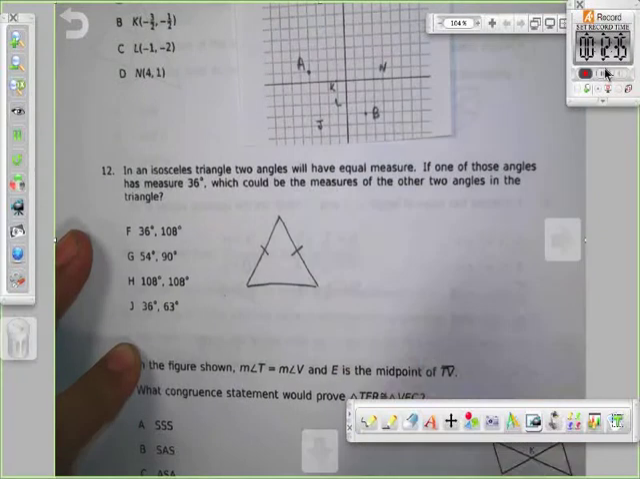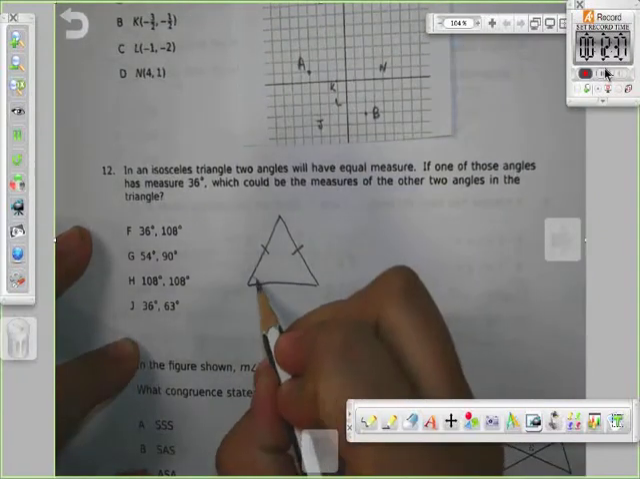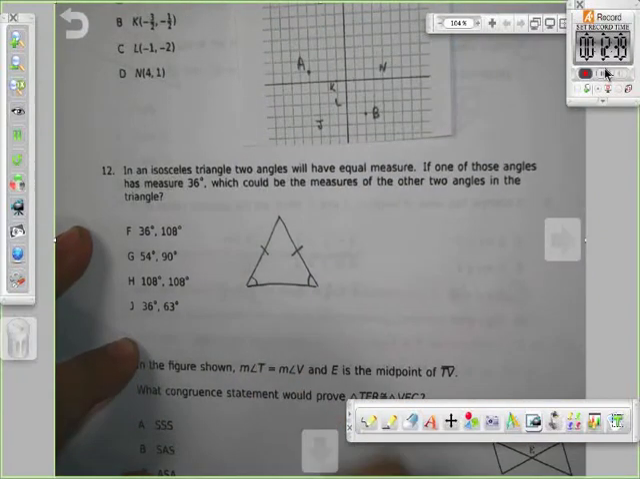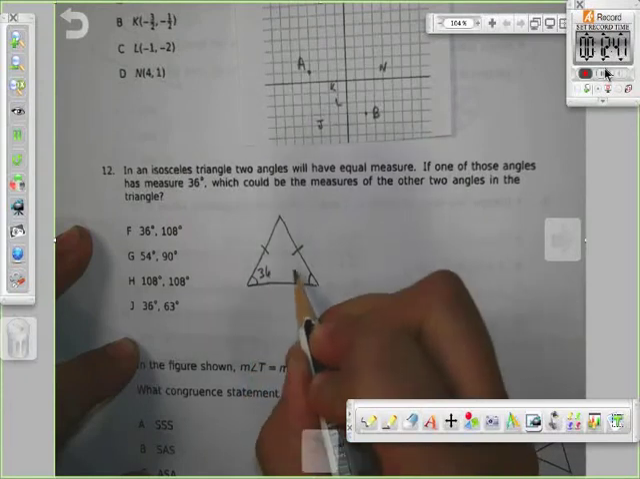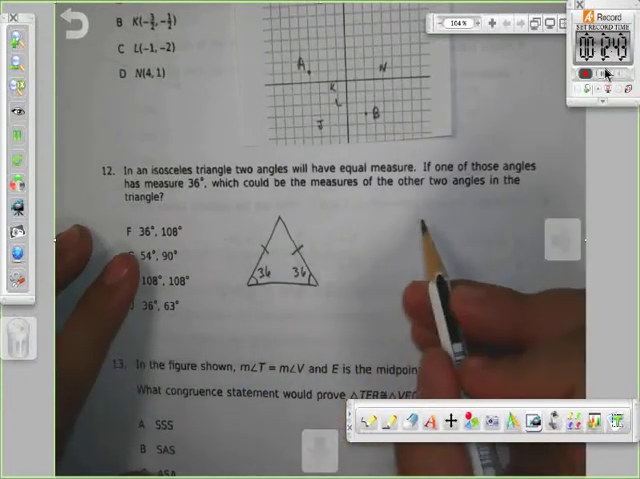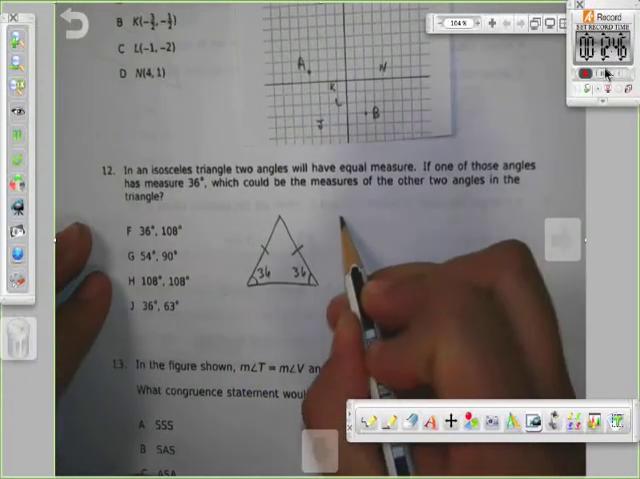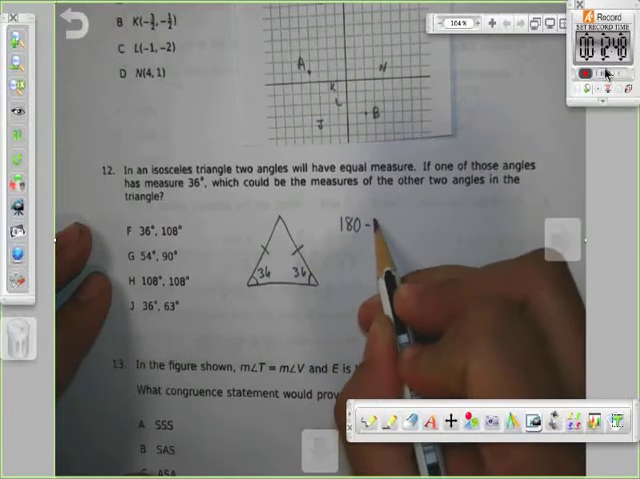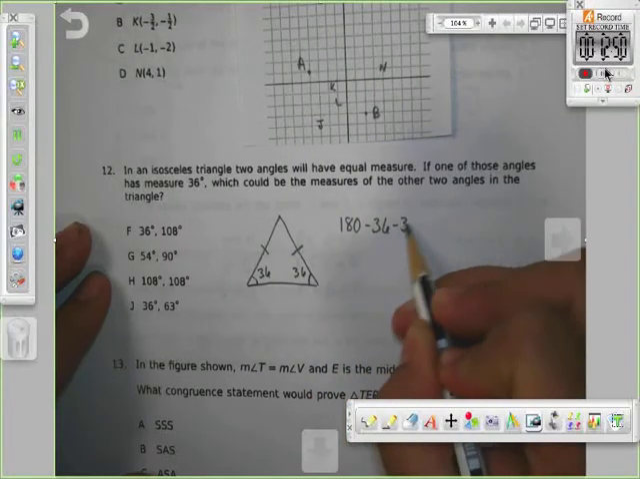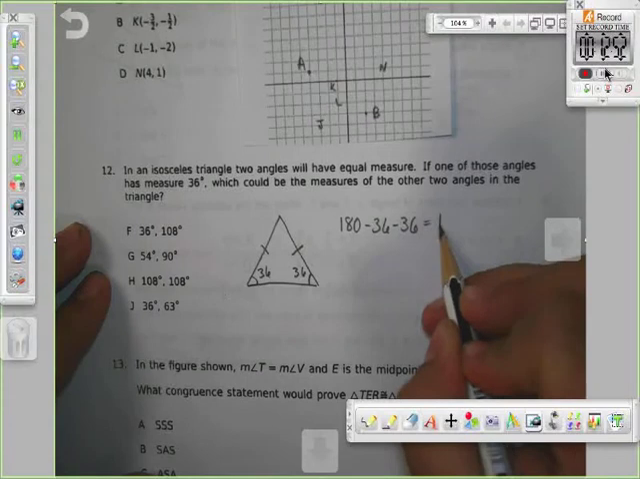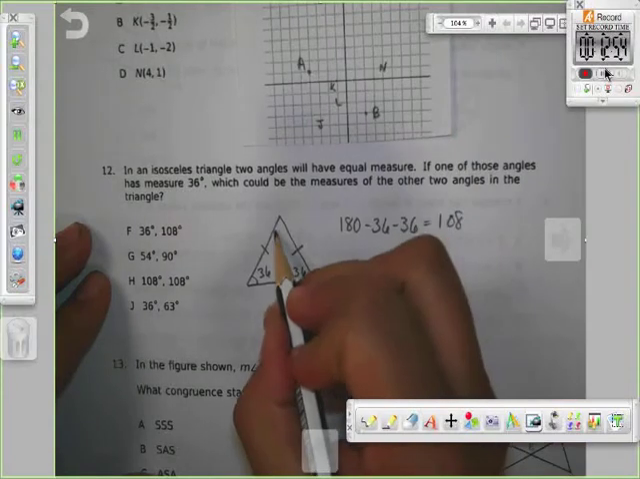This one says, in an isosceles triangle, so I'm going to draw an isosceles triangle. Legs are marked congruent in an isosceles triangle. Two angles have equal measure, the base angles. One of those angles is 36, so that means this one's 36. Which could be the measures of the other two angles in the triangle?